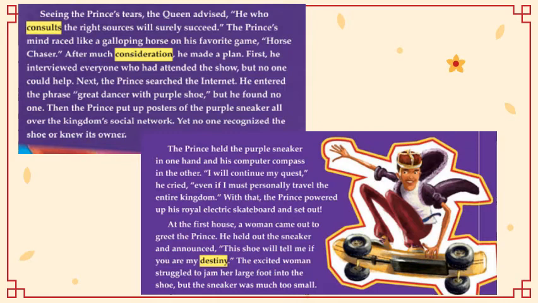So you see, now the prince is trying to seek an answer to his question. He wants to know who the girl is, who the dancer is. So he started searching for her, and he started putting a plan. He followed many steps in order to reach his answer at the end.